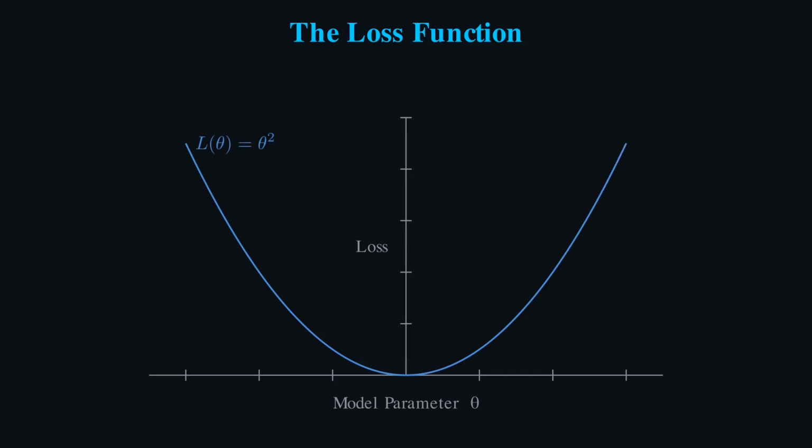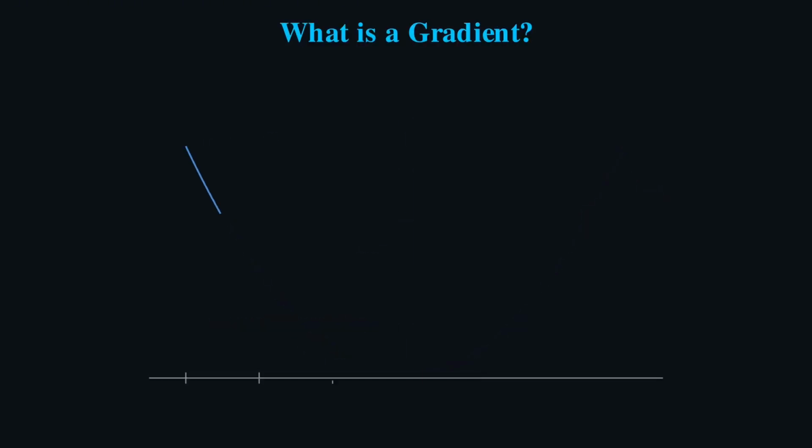Every AI model makes predictions. But in the beginning, those predictions are terrible. We measure how wrong the model is using something called a loss function. Think of it as a score of failure. The higher the loss, the worse the model. Our job is to minimize that loss.